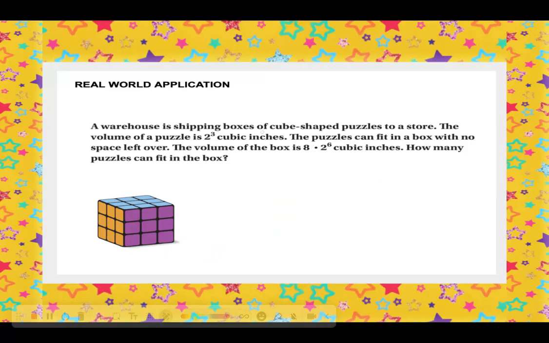Okay, a warehouse is shipping boxes of cube-shaped puzzles to a store. The volume of a puzzle is 2 to the 3rd cubic inches. So 2 by 2 by 2. The puzzles can fit in a box with no space left over. So picture these fitting in a box perfectly. We know the volume of the box is 8 times 2 to the 6 cubic inches. How many puzzles can fit in the box?